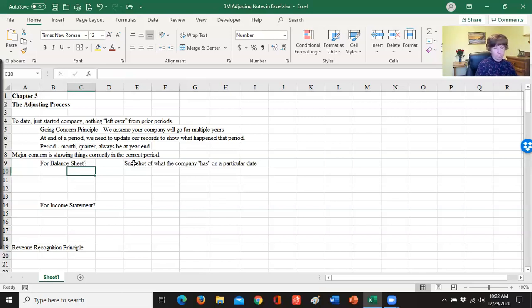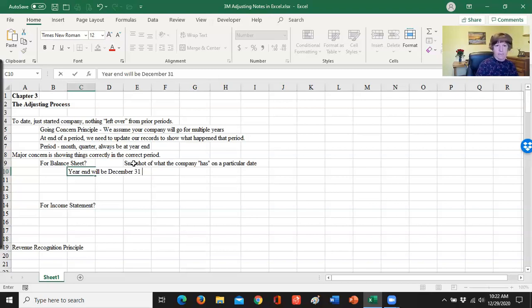For our purposes, year end will always be December 31st. And that's just to make our problems easy. If I say December 31st, that's year end. In real life, some companies have fiscal year ends in June. Walmart and retailers will have fiscal year end usually in February because they don't want to be worried about figuring things out between Christmas and New Year's when everybody's returning stuff. In our problems, it's always December 31st. And our snapshot is even at the end of the day on December 31st.